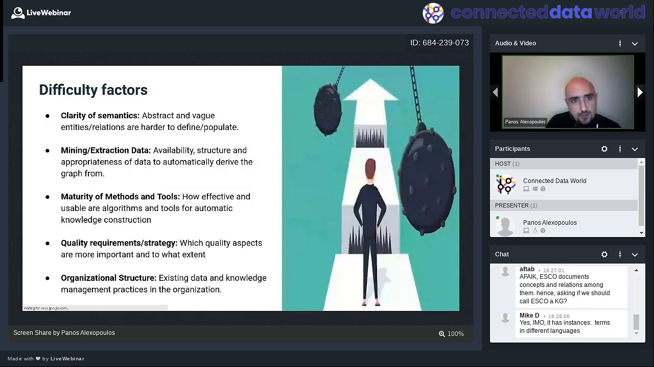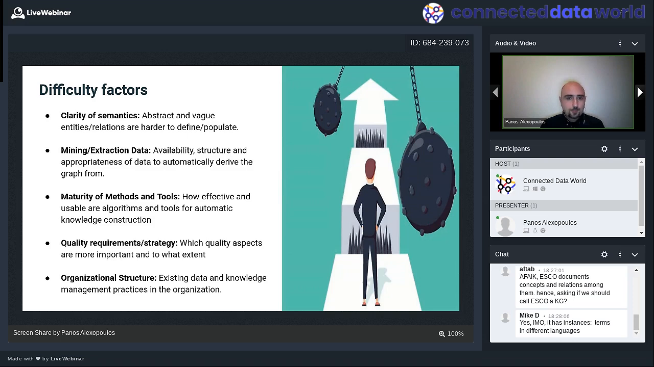In general, the difficulty factors that we face when we build a knowledge graph have to do with the clarity of semantics, right? So in general, abstract and vague entities and relations are harder to define and populate. Second, the availability, structure, and appropriateness of data to automatically derive the graph from, right? So it's important that we have input data that are relatively structured, which is not the case, and which are available. The maturity of methods and tools, so how effective and usable are algorithms and tools for automatic knowledge construction.